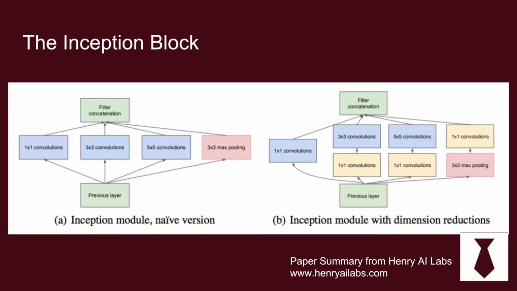This is a pretty simple idea to comprehend in image A. Image B looks more complex, but the fundamental idea is that they add these one-by-one convolutions just to shrink the filter, the depth of the feature map. So a one-by-one convolution preserves it spatially, but you can use that parameter where you say how many filters you want to use, and that can lower the dimension so that you have less of a computational cost for this.